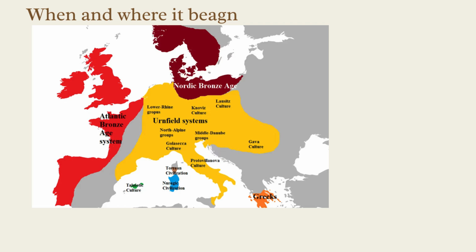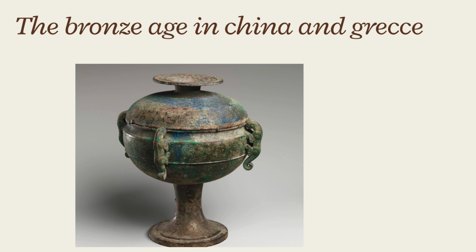The Bronze Age is also connected with other places in the world, like China and Greece, especially during the time of the Shang and Shu dynasty in China. Chinese used bronze to make ritual vessels, which were important in religious ceremonies and honoring ancestors. Bronze was not just used for weapons and tools in China, it was also seen as a sacred material.